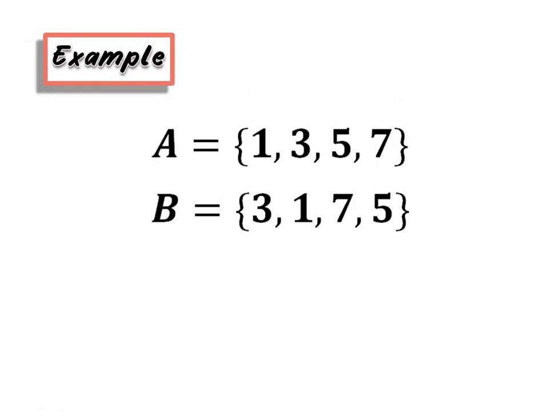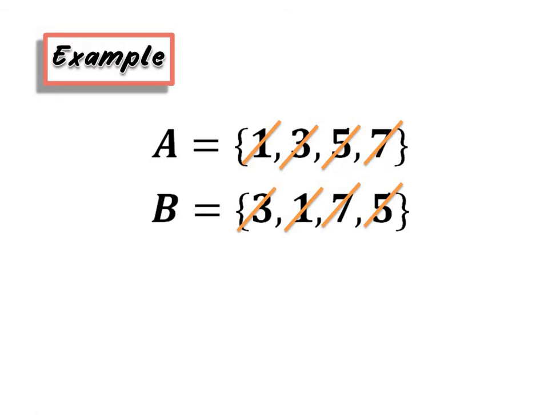Given that A is equal to {1, 3, 5, 7} and B is equal to {3, 1, 7, 5}. Mark each element of set A that has a match in set B. Let's start with 1. Does 1 have a match in set A and set B? Yes. How about 3? Nice. How about 5? That's right. And 7? Great thinking.